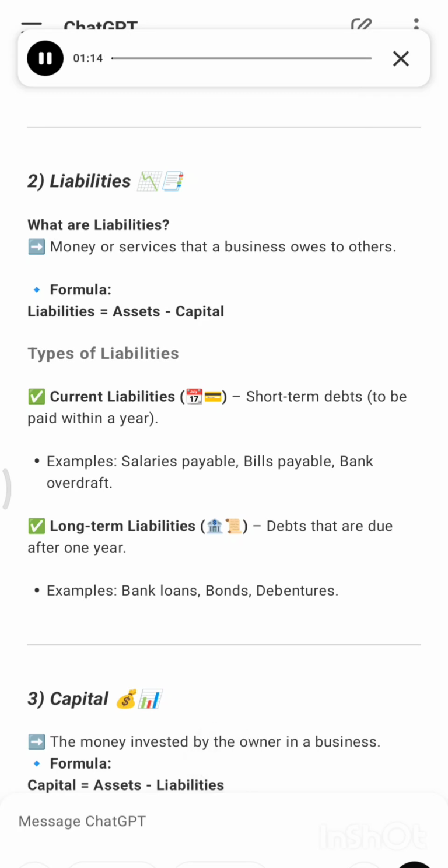Types of liabilities. Current liabilities, short-term debts to be paid within a year. Examples: salaries payable, bills payable, bank overdraft. Long-term liabilities, debts that are due after 1 year. Examples: bank loans, bonds, debentures.